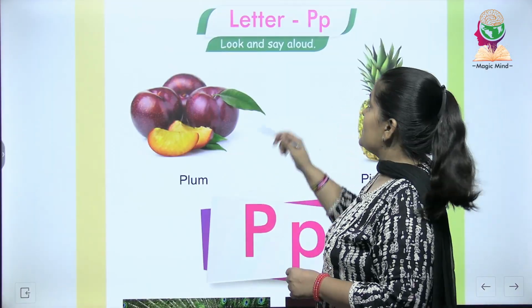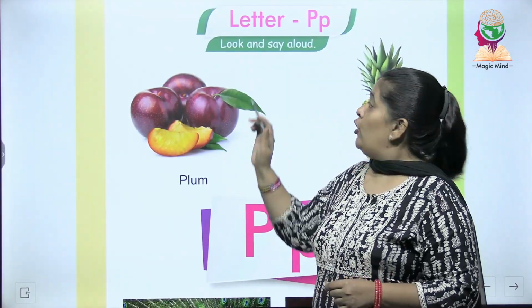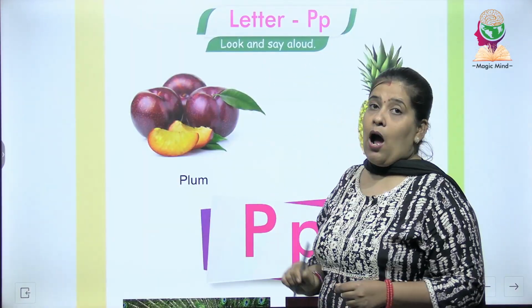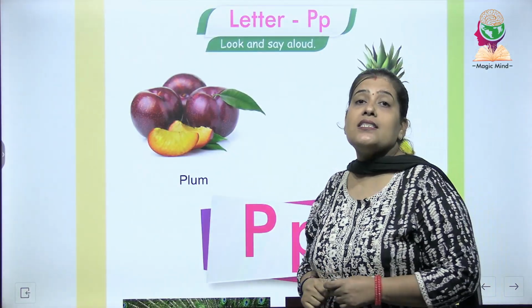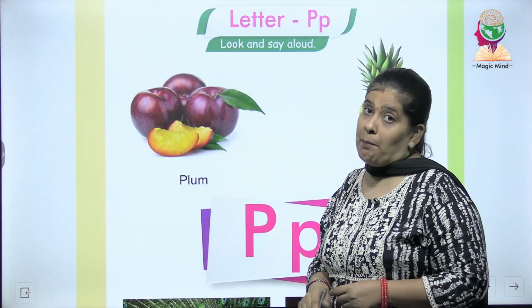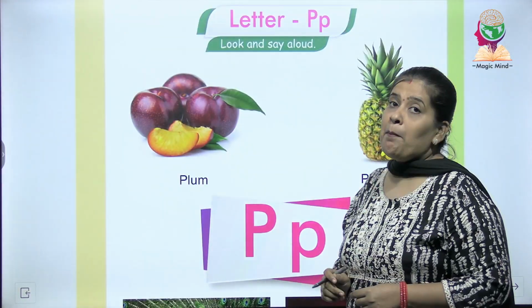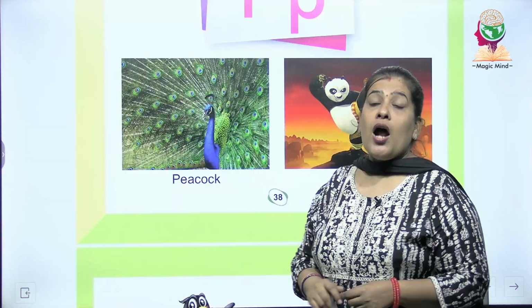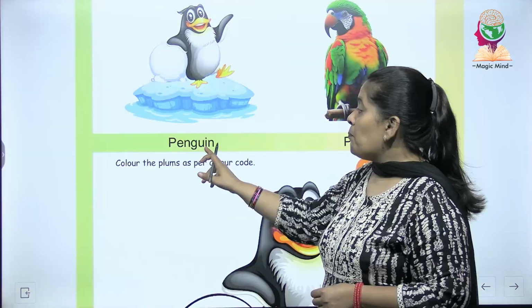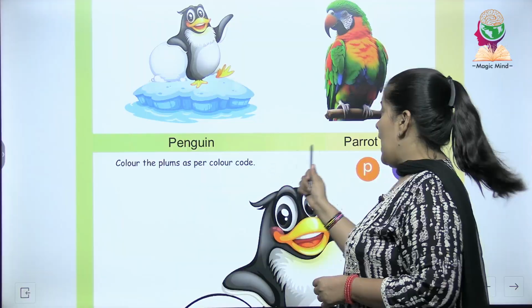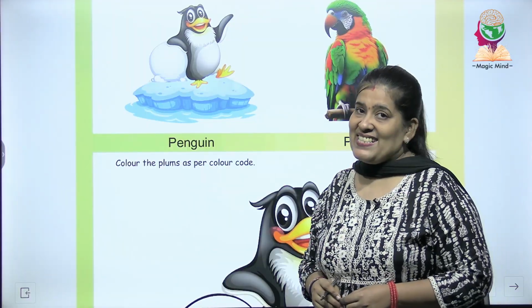Now next letter is letter P. Look and say aloud. This is capital P and this is small letter p. P for plum, P for pineapple, P for peacock and P for panda, P for penguin and P for parrot.